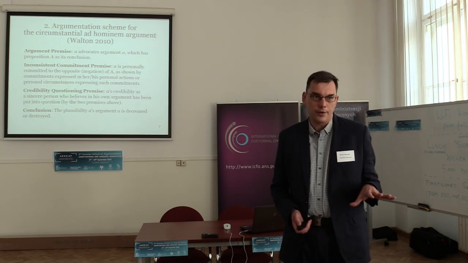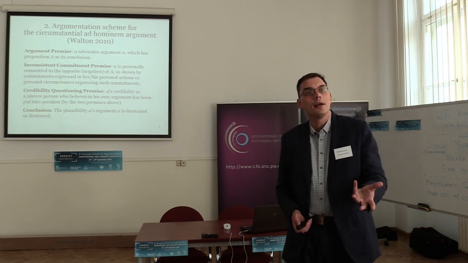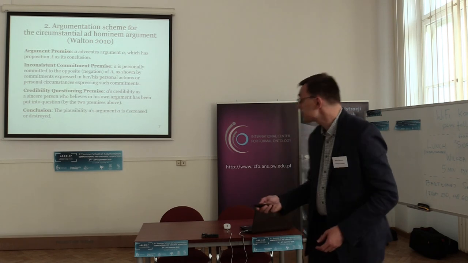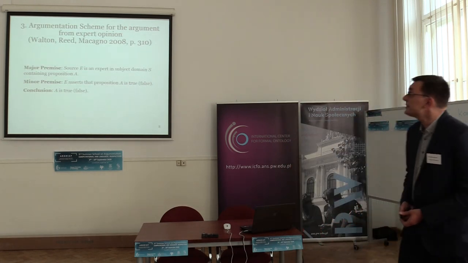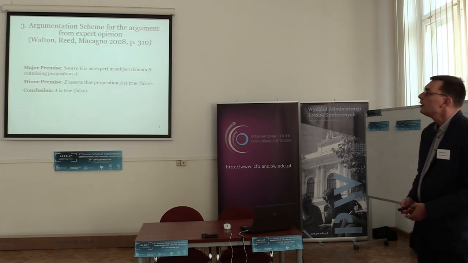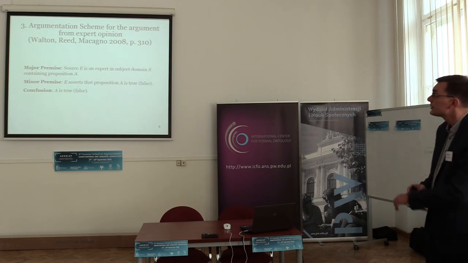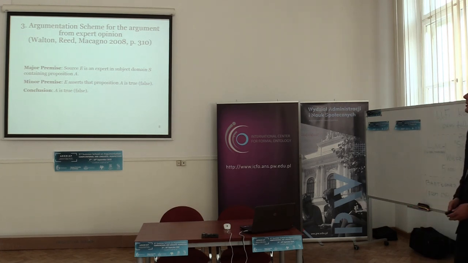We have common patterns of arguments, and we are trying to identify them in the discourse. Another one is another scheme, the argumentation scheme for the argument from expert opinion. We have two premises here. Major premise states that source E is an expert in subject domain S containing a given proposition. Minor premise: E asserts that proposition A is true or false. And we have a conclusion: A is true or false.